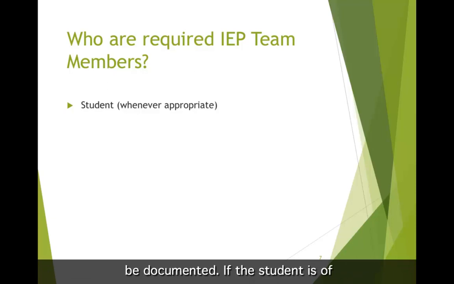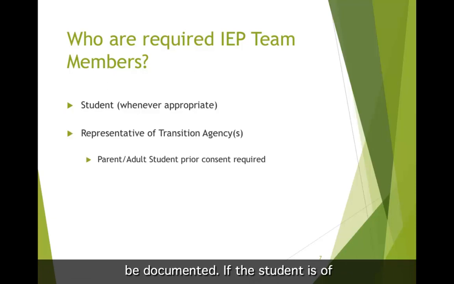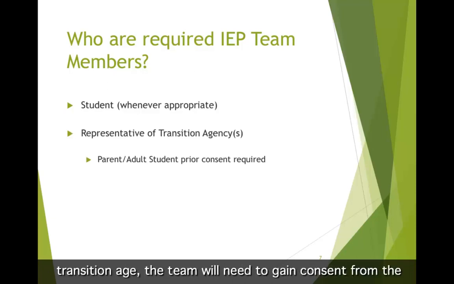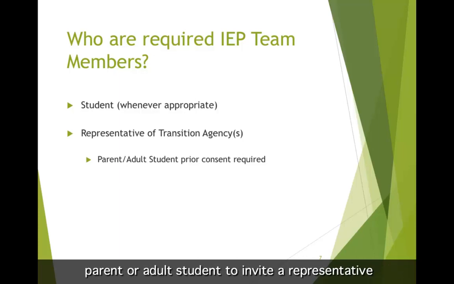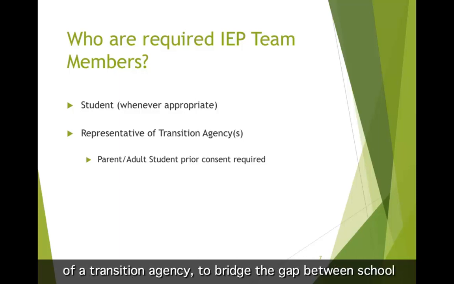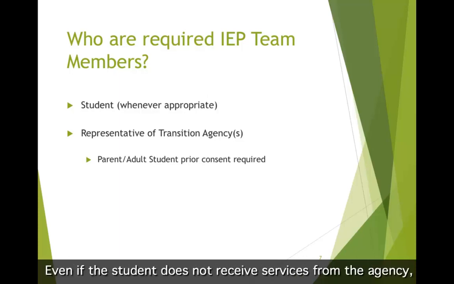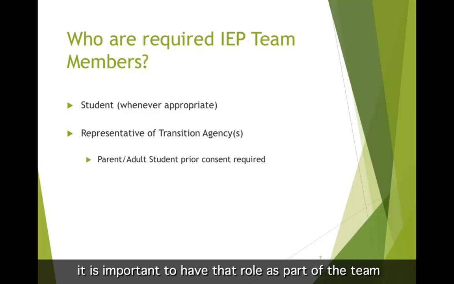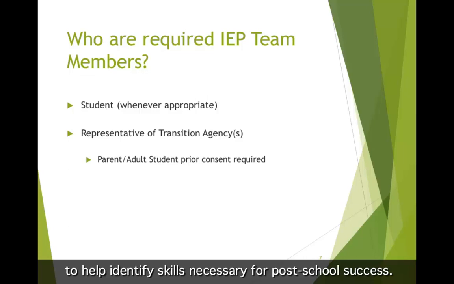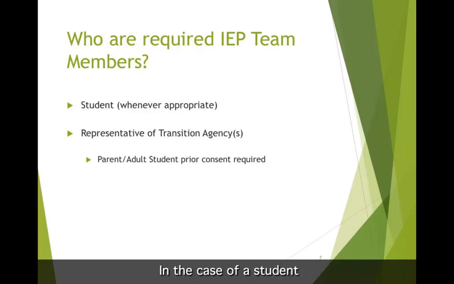and the invitation should be documented. If the student is of transition age, the team will need to gain consent from the parent or adult student to invite a representative of a transition agency to bridge the gap between school and post-school opportunities. Even if the student does not receive services from the agency, it is important to have that role as part of the team to help identify skills necessary for post-school success.